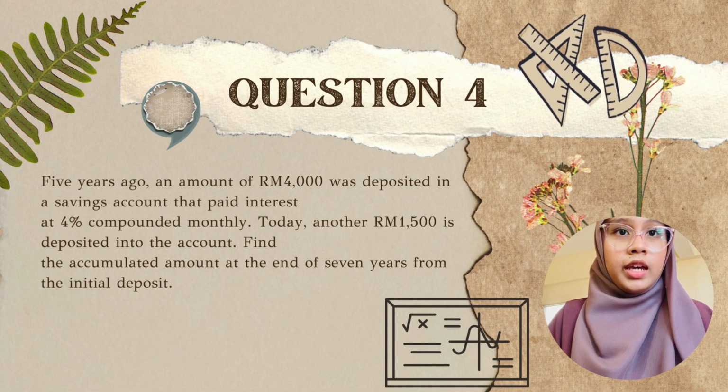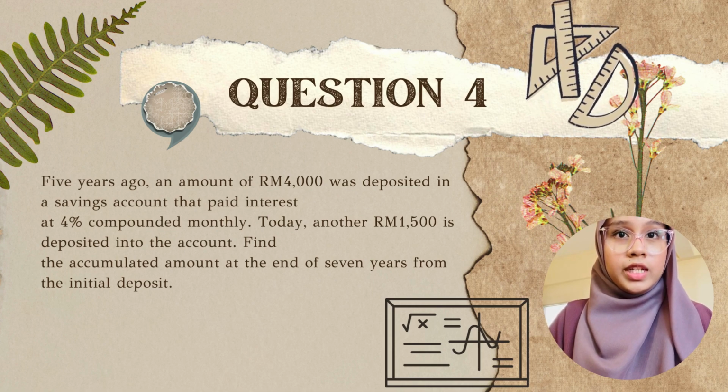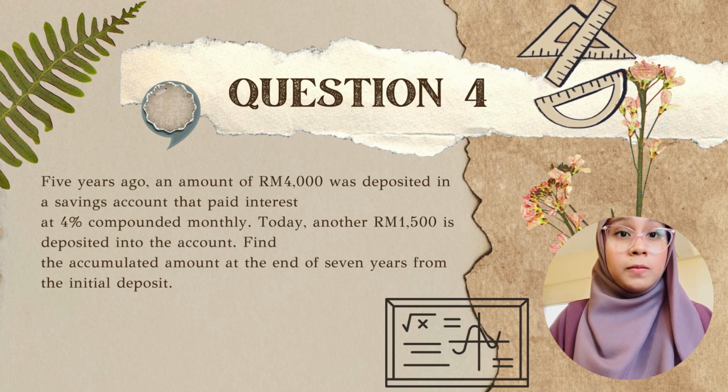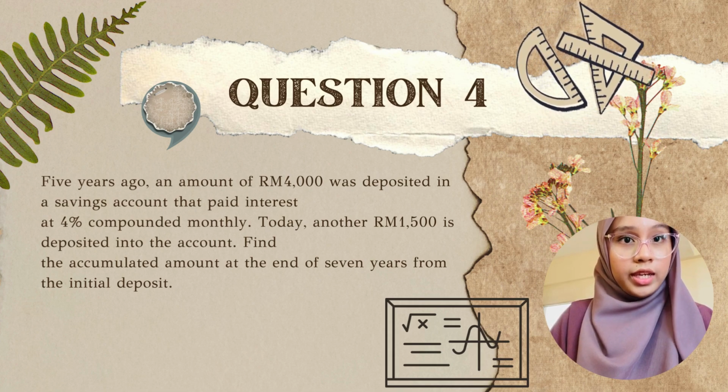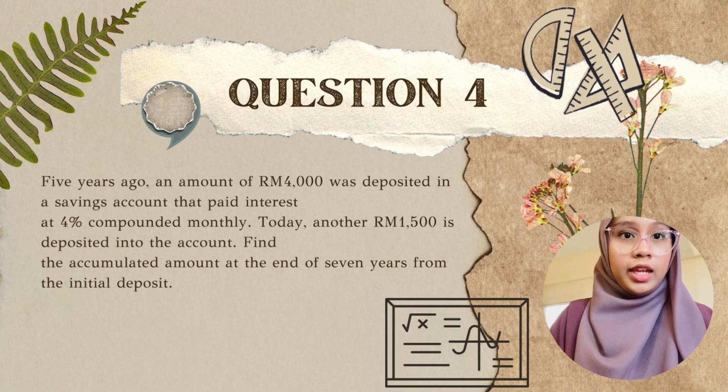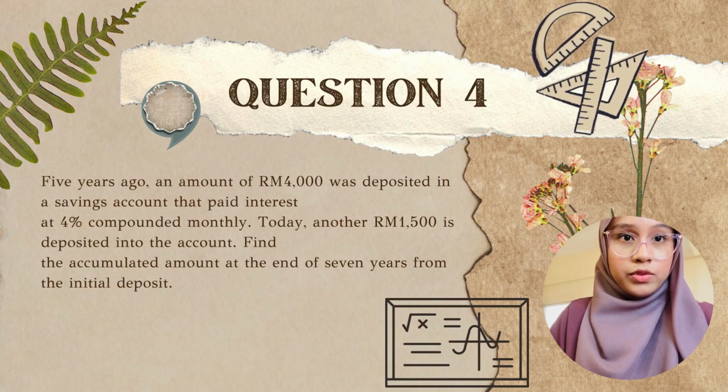I will present question 4. 5 years ago, an amount of RM 4,000 was deposited in a savings account that paid interest at 4% compounded monthly. Today, another RM 1,500 is deposited into the account. Find the accumulated amount at the end of 7 years from the initial deposit.